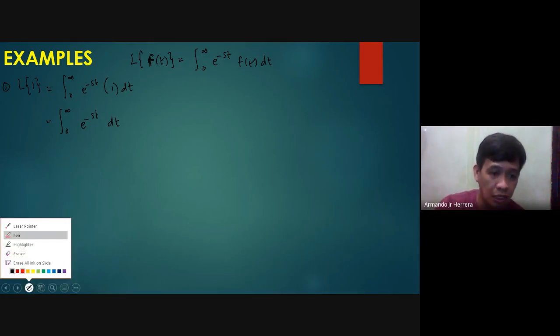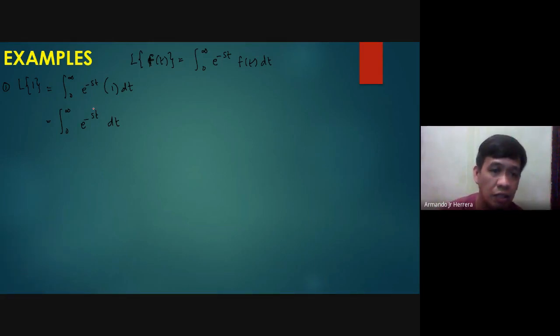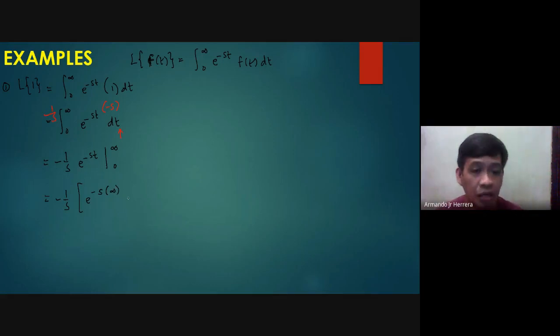So solve for this integral, since we are integrating with respect to t, s is treated as constant, so I need to provide negative s and then compensate negative 1 over s outside. So doing so, pwede natin siyang i-integrate using e to the u du. So this is negative 1 over s, e to the minus st from 0 to infinity. So that's negative 1 over s, e to the minus s times the value of t, which is infinity. So substituting upper minus substituting lower limit.